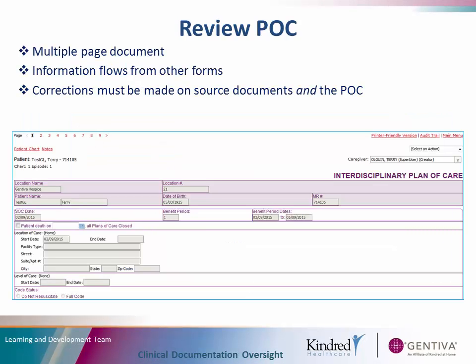The plan of care is a multiple-page document. When it is created, information flows to it from the patient profile and individual discipline assessments that have already been documented. If you find a charting error on the plan of care, it must be corrected on the source document as well as on the plan of care. This step is necessary because information does not flow back to the source document from the plan of care, and information entered on the source document does not flow to the plan of care once it has been created.